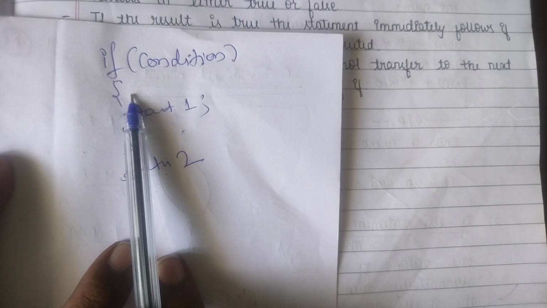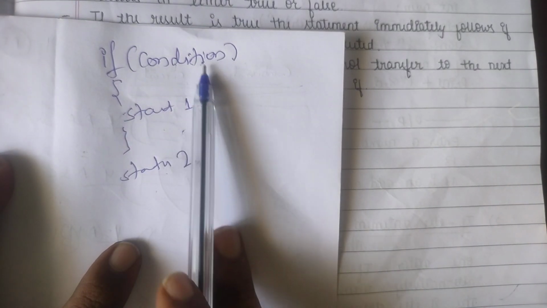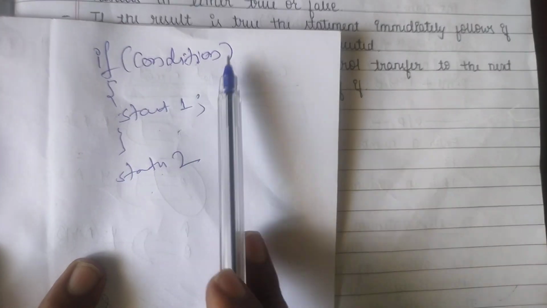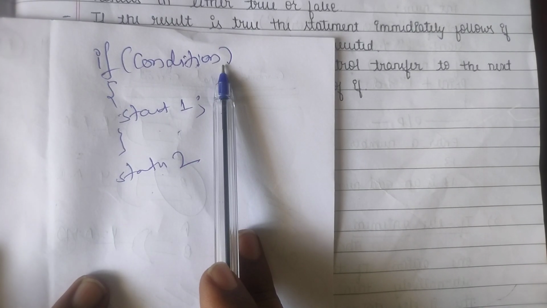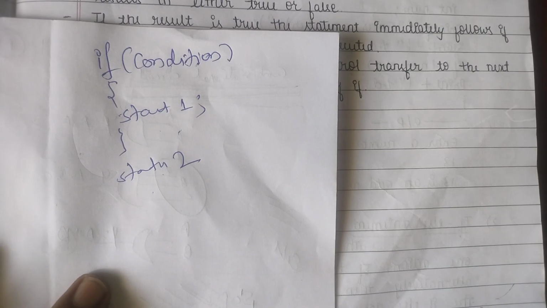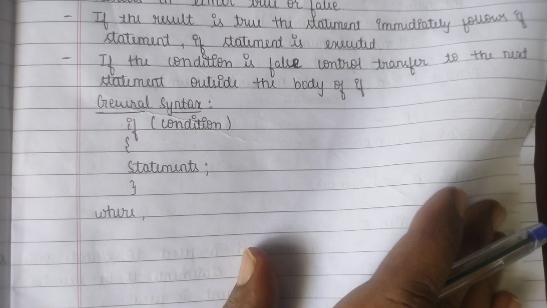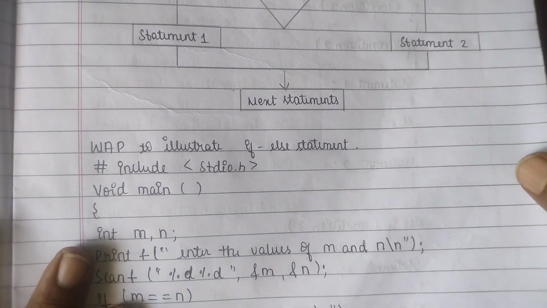The general syntax is if condition, open the if, write some statements. If this condition is true, it executes the statements which are present within the if. If the condition is false, it is going to execute the statements which are present outside the if. This is about the if statement, and it is a very important one.